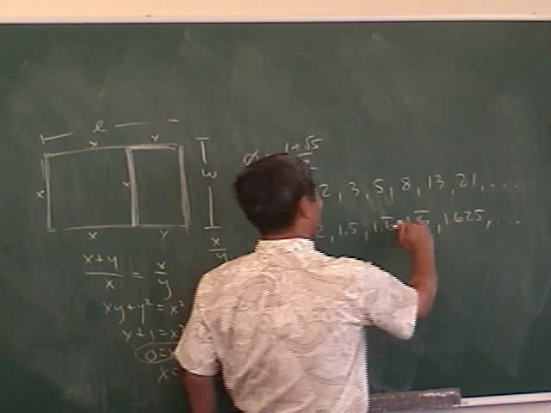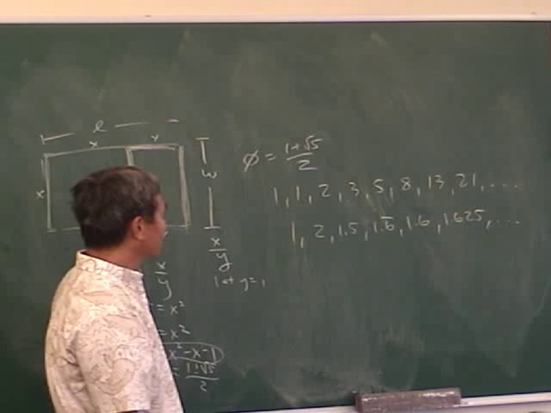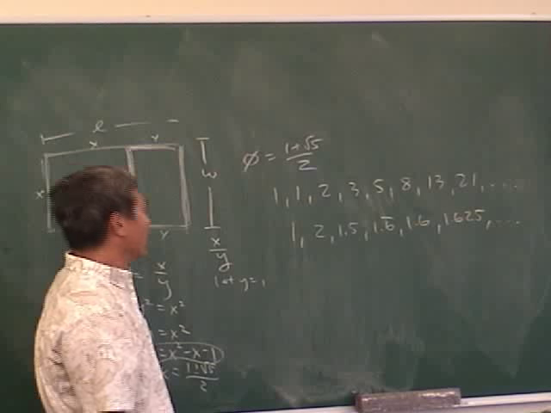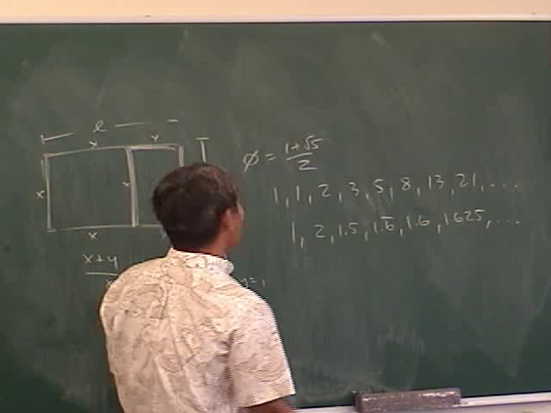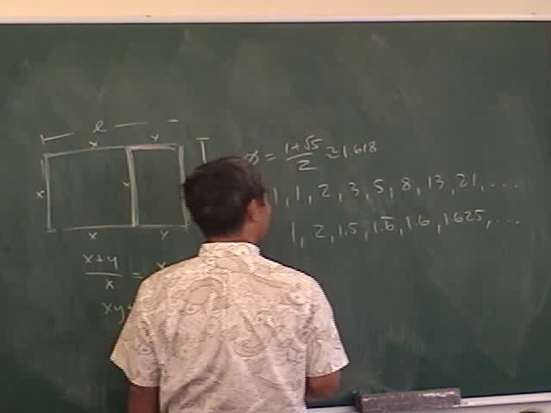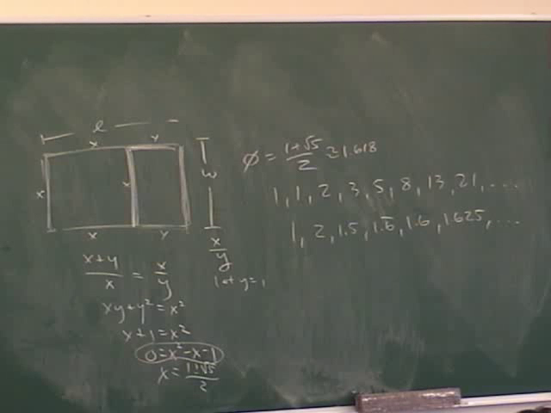These numbers are getting closer and closer to something, and you know what that is? The golden ratio, because the golden ratio is approximately 1.618. And that's what the Fibonacci sequence has to do with the golden ratio. It's pretty cool.